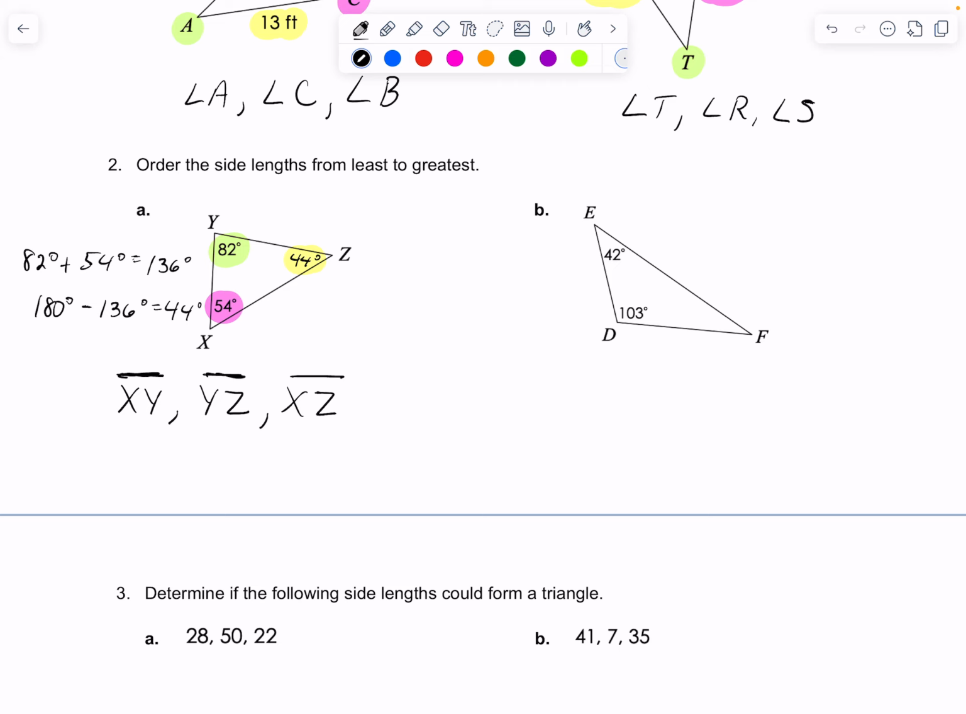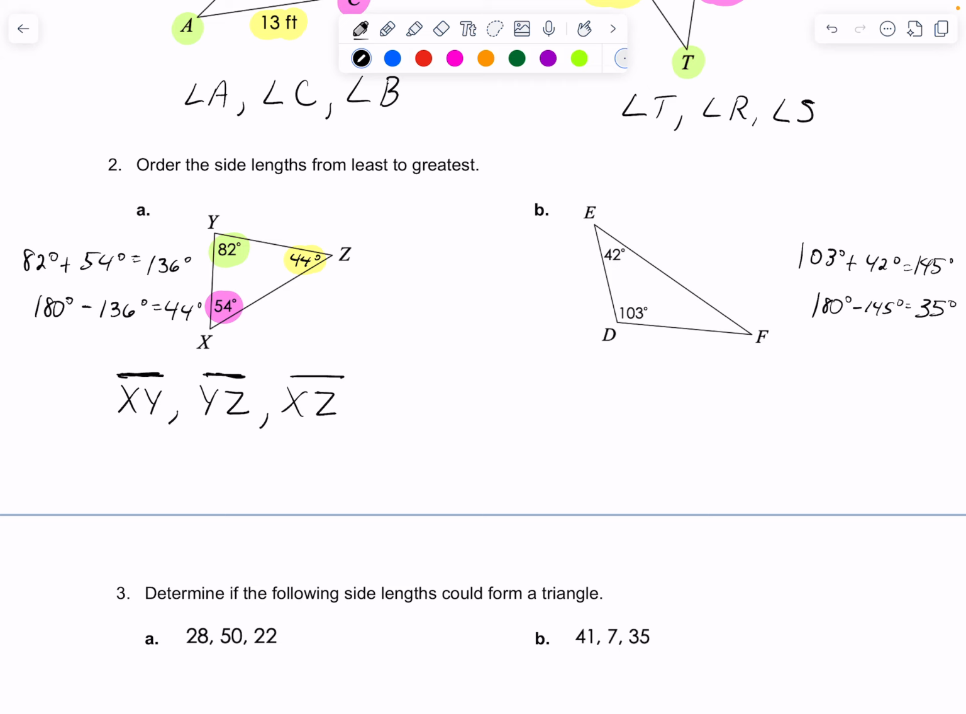Let's do this one here. Triangle EDF, so 103 degrees plus 42 degrees. That's going to be 145 degrees. Subtract that from 180, and you're going to get 35 degrees.